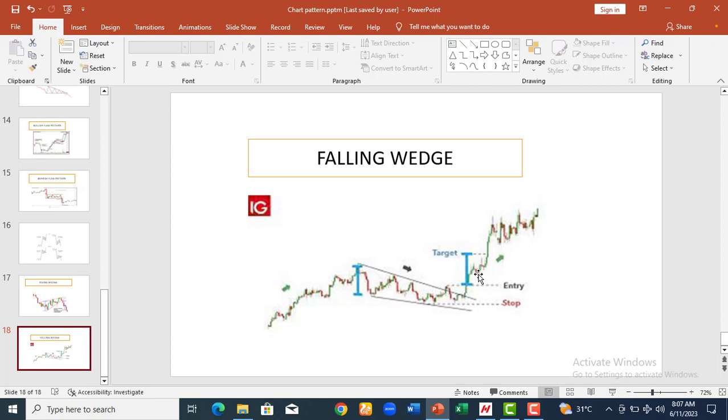There are still many other chart formations and patterns, but this is what I'm trying to show us today, to introduce us to the many other patterns. I will start showing other types of patterns in my next video, but this pattern is very, very important in the market.